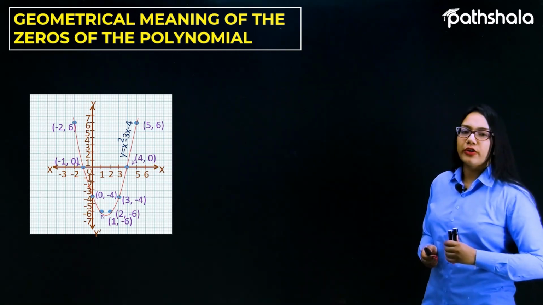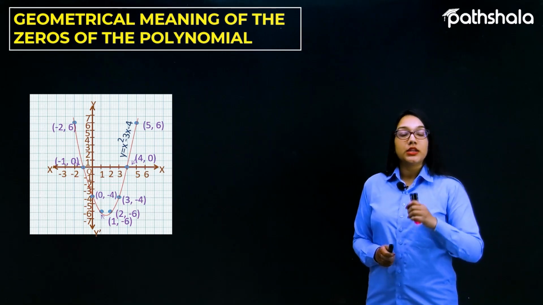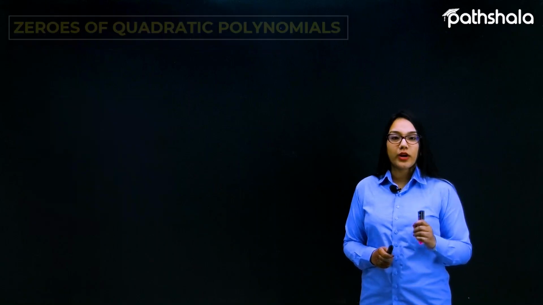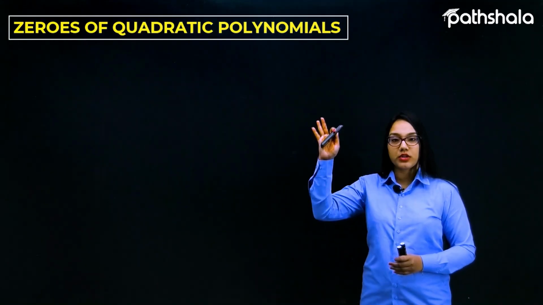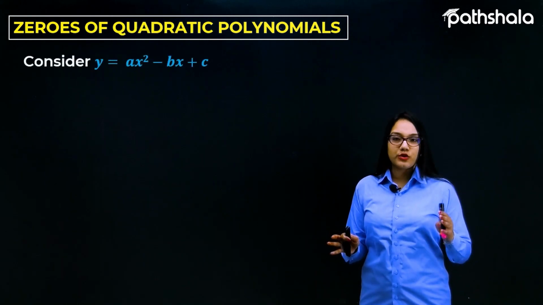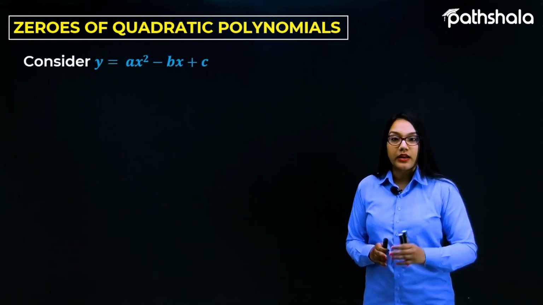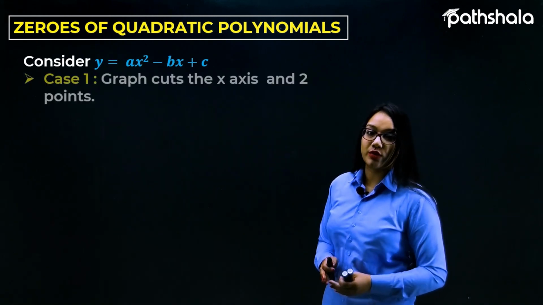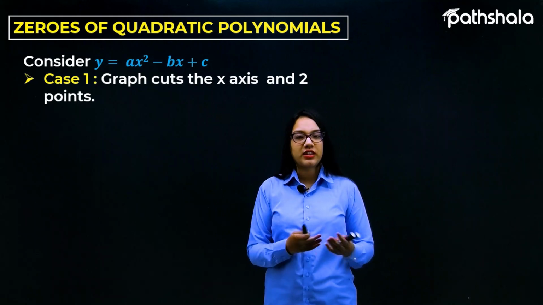So let's move on and talk about some of the cases related to the quadratic polynomial. What are those? Let us suppose we are talking about the zeros of the quadratic polynomial. We have 3 cases in it. Let us suppose we are considering our equation as y is equal to ax square plus bx plus c.